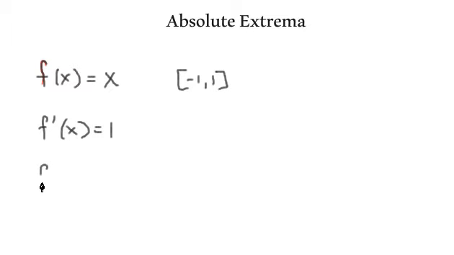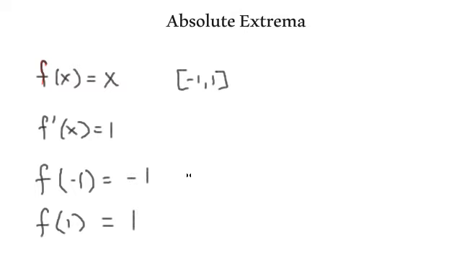Alright, step 2. Once I've found my critical numbers, which there are none here, then what I'm going to want to do is just simply take our endpoints and plug them into the function. So f of -1 is -1, and f of 1 is easy enough, it's 1.